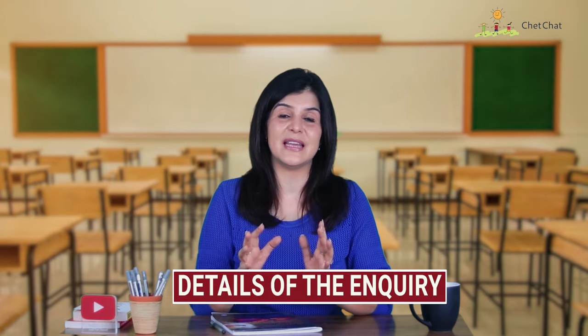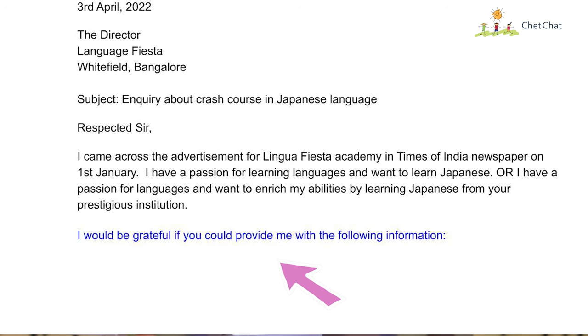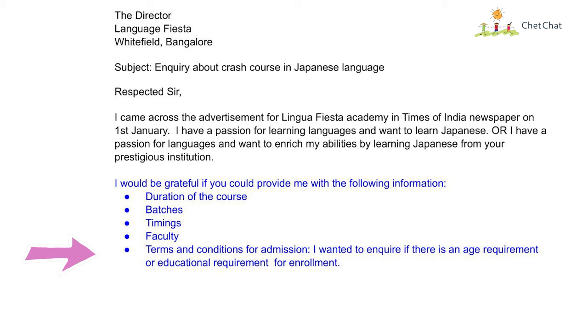Once you have established your interest, we move to the second part of the body, which is details of the inquiry. This is the second paragraph. I would be grateful if you could provide me with the following information. This is a standard phrase, no matter what the inquiry is about. You can write all the details you require in bullet points, so they won't miss out on anything. Let's say, I would be grateful if you could provide me with the following information: 1.